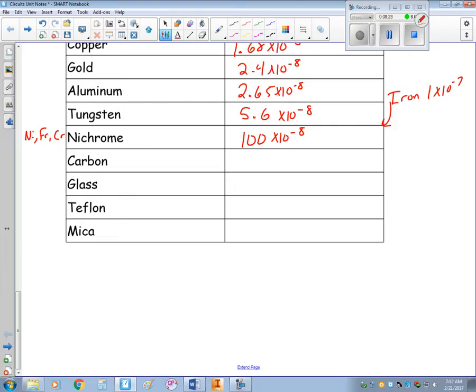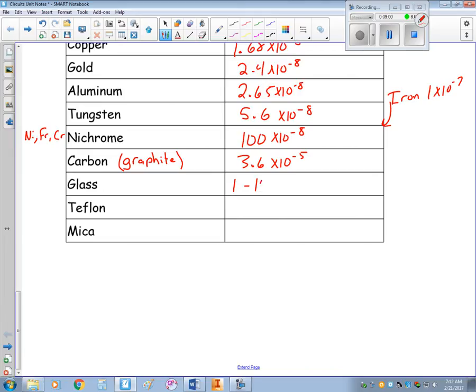Carbon. Now, for this one, we're talking about the graphite form of carbon. This is the carbon that's in your pencil lead. This is 3.6 times 10 to the negative 5. So it's actually fairly resistive. And notice then that what that means is that carbon can either be the least resistive or it can be relatively resistive, and it depends on how those bonds are formed.